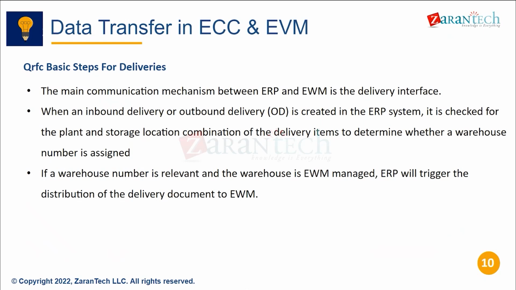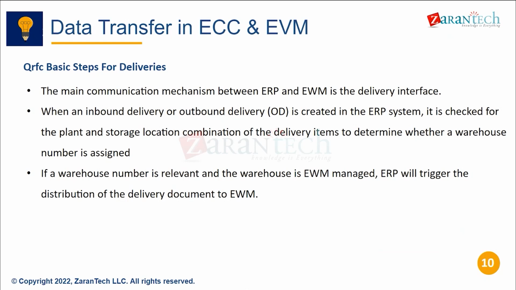Yeah, you can see this is the main mechanism to communicate between the ERP and EWM. For deliveries, this qRFC is the same one. When an inbound or outbound delivery is created in the EWM system, it will check your plant, storage location, or delivery types, whichever number we have assigned for the warehouse numbers. And then it will also check whether it is warehouse managed in EWM or not, right?